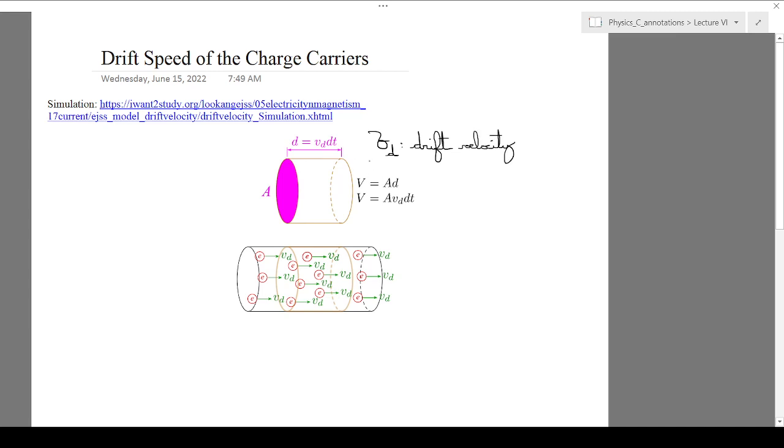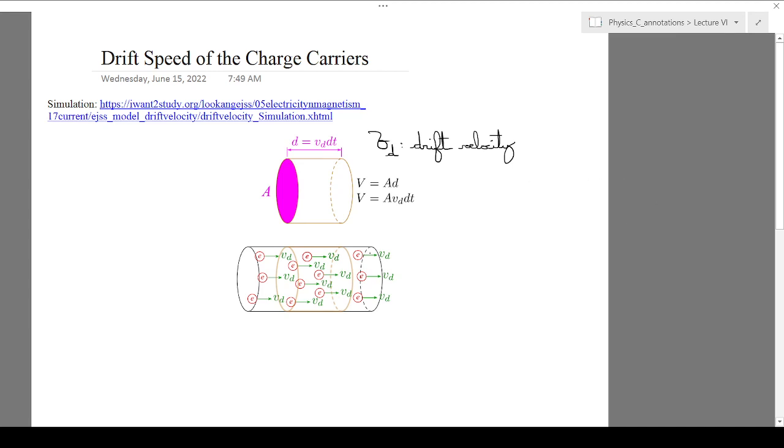So if I plug in here, what you have is an expression for this volume as a function of the area, the drift velocity and this time here. All the charges in this volume move out in this infinitesimal time dt, and all these charges, which I represent graphically here, have a drift velocity Vd.